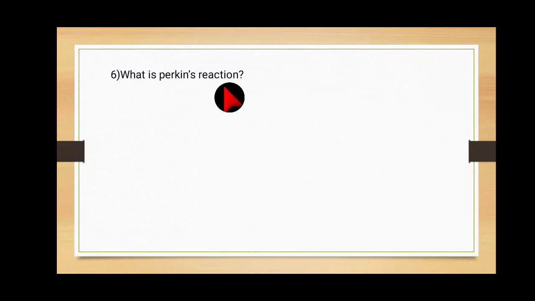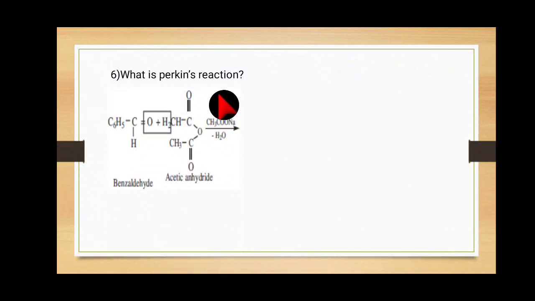Now the 6th question. What is the Perkin reaction? When an aromatic aldehyde, benzaldehyde we can use, is heated with an aliphatic acid anhydride, actually acetic anhydride. Here the aromatic aldehyde benzaldehyde is heated with acetic anhydride. Acetic anhydride we can get from 2 moles of acetic acid, from which a water molecule is removed.